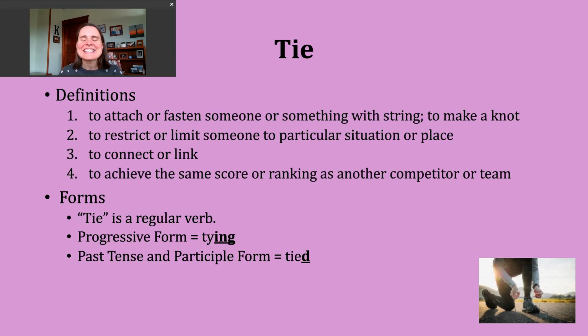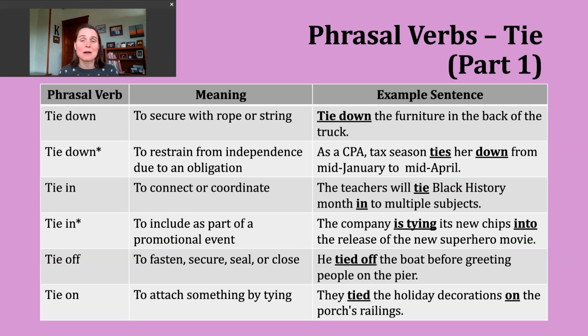Okay. Now let's move on and talk about some phrasal verbs. There are actually a large number of phrasal verbs with our verb tie, so we'll be focusing on these today. The first one we'll discuss is to tie down. This can mean that we're securing something, maybe with a rope, a string, some kind of other object. An example of this might be: tie down the furniture in the back of the truck.